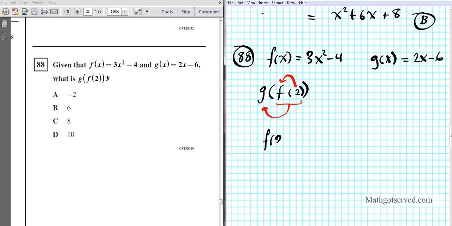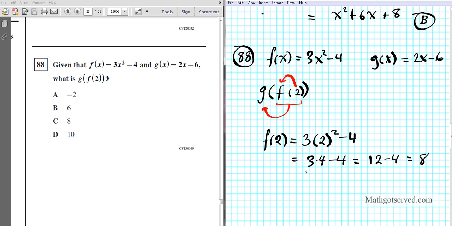What is f of 2? What on earth does that mean? It simply means anywhere you have x in f of x, you substitute it with 2, right? So since f of x is 3x squared minus 4, f of 2 is going to be 3 times 2 squared minus 4. Okay, that's what f of 2 is. All right, let's simplify this using our order of operations. You do exponents first before you multiply. 2 squared is 4. So we have 3 times 4 minus 4. 3 times 4 is 12, minus 4 is 8.